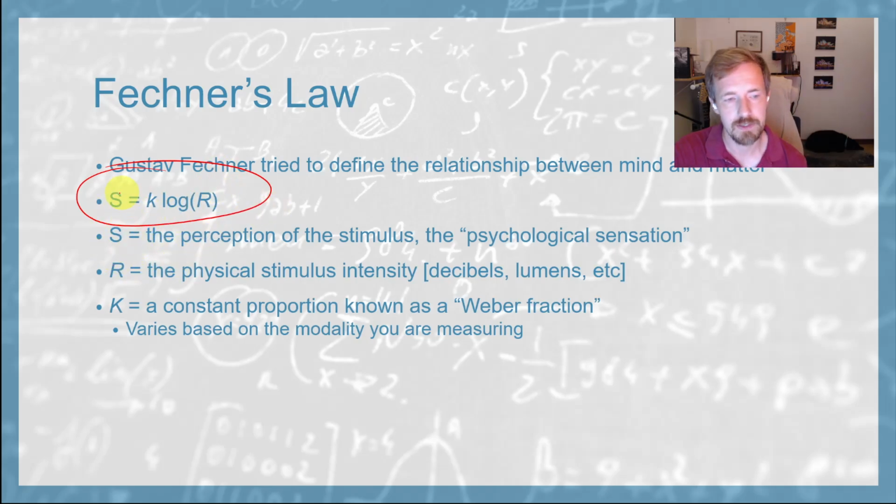So S, what we are solving for, is going to be our perception. This is kind of our internal understanding, our experience of that stimulation. R is going to be the stimulus intensity. So this can be measured physically.